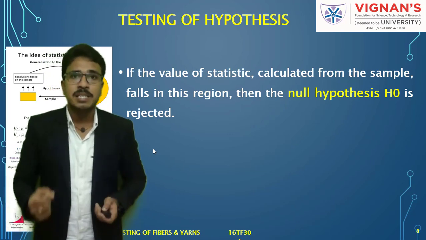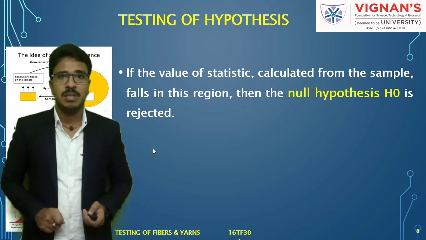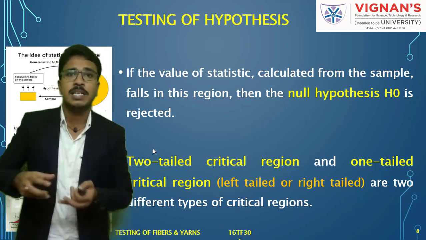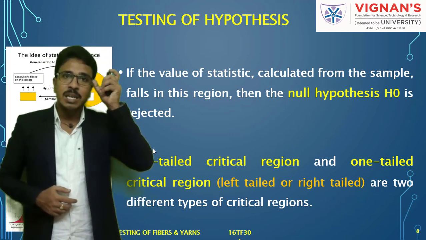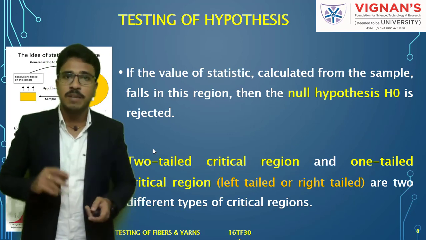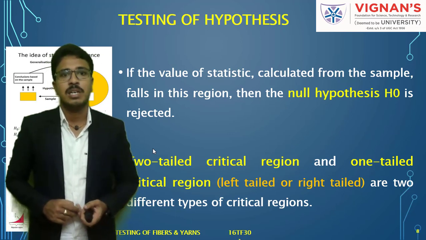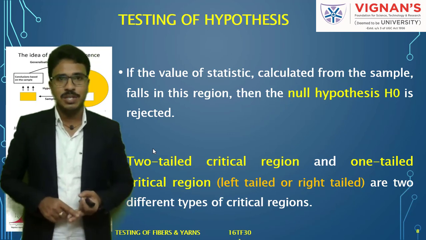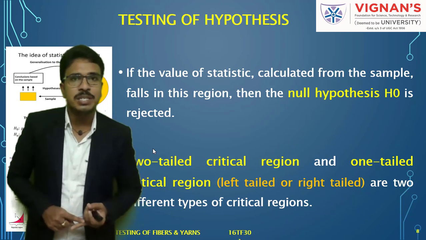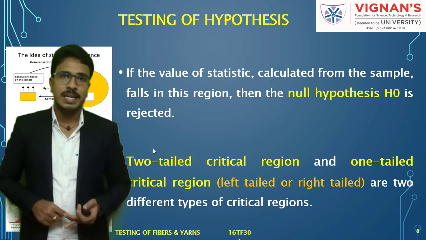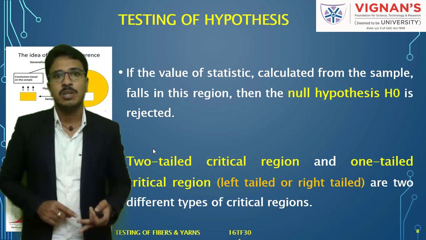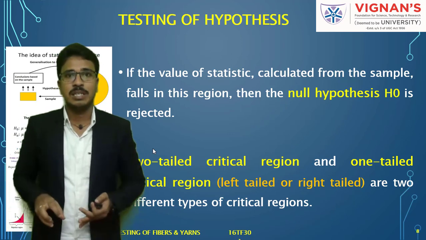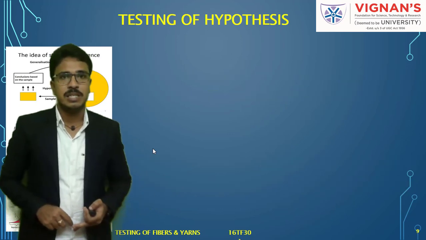That means you are accepting your alternative hypothesis. Understand? You are accepting your alternative hypothesis. That means there is a difference. Generally there are two different types of critical regions: the two-tailed critical region and the one-tailed critical region. Again, in one-tailed critical regions we have the left tail and the right tail. Now I'll show you what this probability density curve is and how we represent this region.